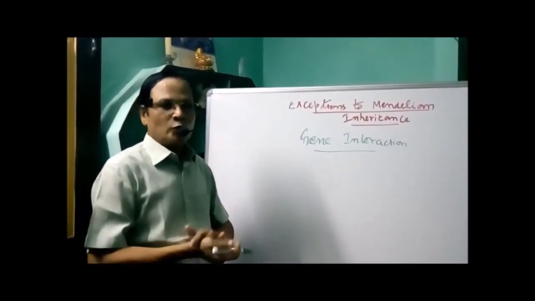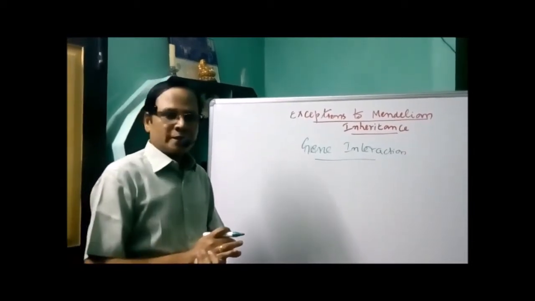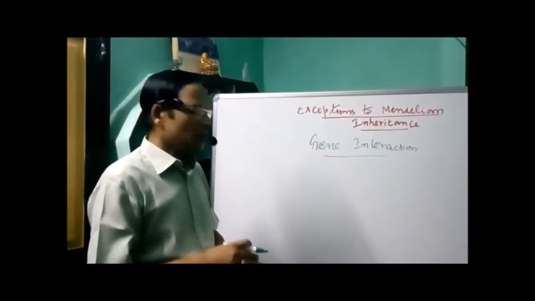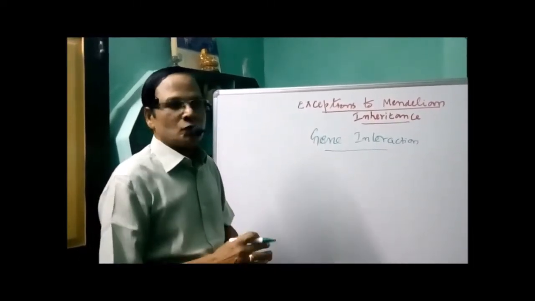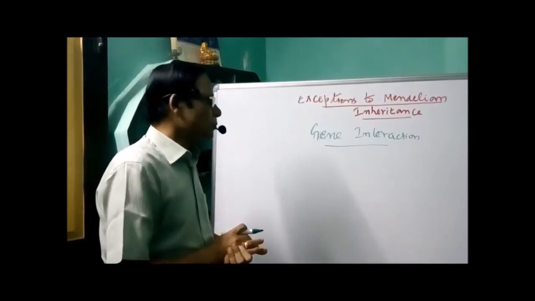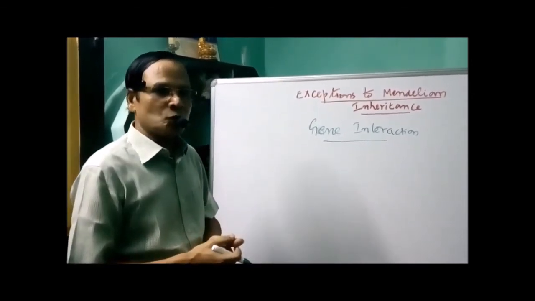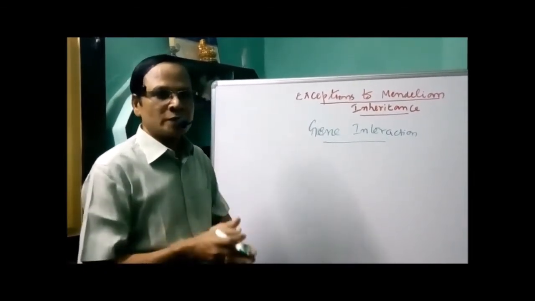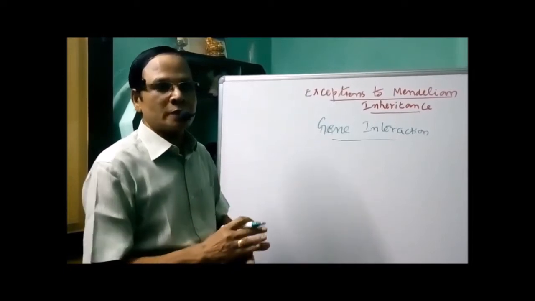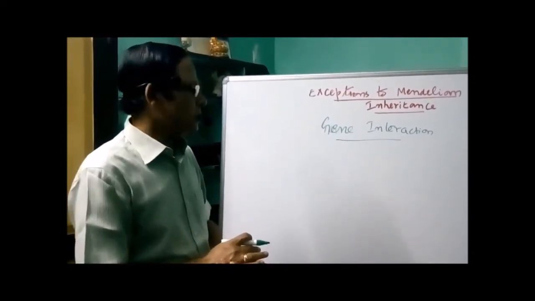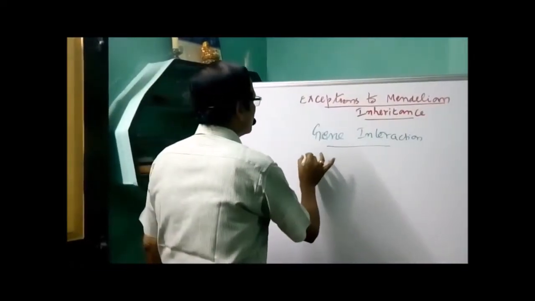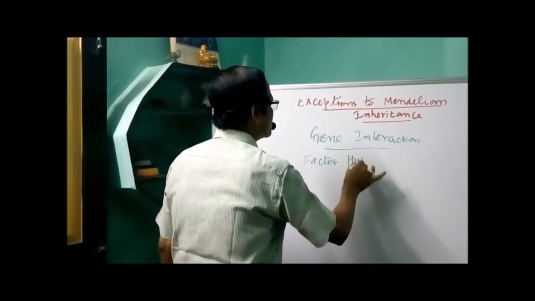So many phenotypic characters, including the structural and biochemical characters which constitute the phenotype of an organism, are controlled by the interaction of two or more genes. This is what we call gene interaction. Now, under this, we have to know what is the factor hypothesis.